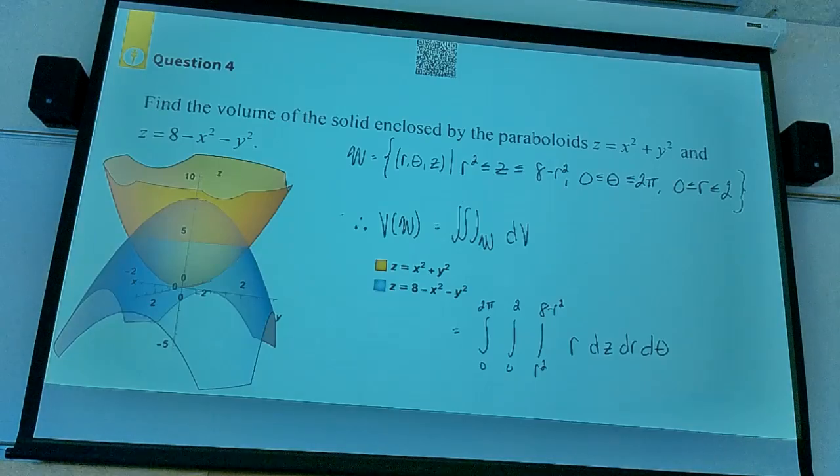Both integrating with respect to theta and z are fairly simple. Do you have to write that r? Are you missing the r? No, that r is from dV. Now remember, we're not integrating any kind of function, we're just integrating the volume differential itself when finding volume.